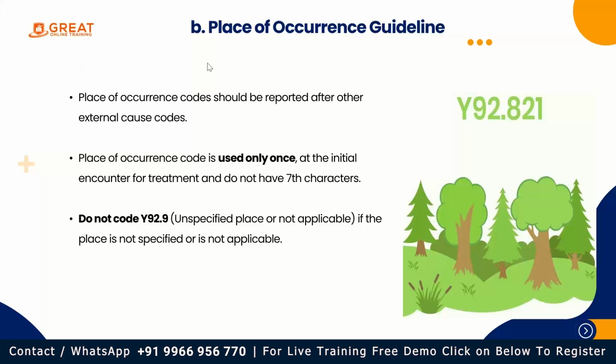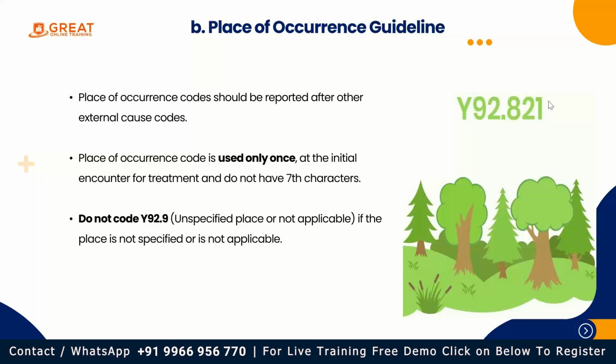For a patient, you have to use this only once for treatment, and these codes do not have a 7th character. Remember, I told you insect bite ended with A, D, and S character, because external cause codes we can use in subsequent encounters and on sequela conditions also. But this place of occurrence code we have to use only once at the initial encounter. After that, there is no need to code this.